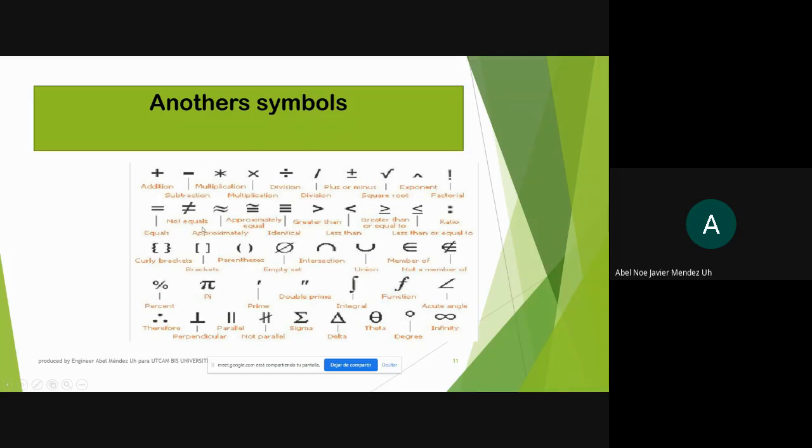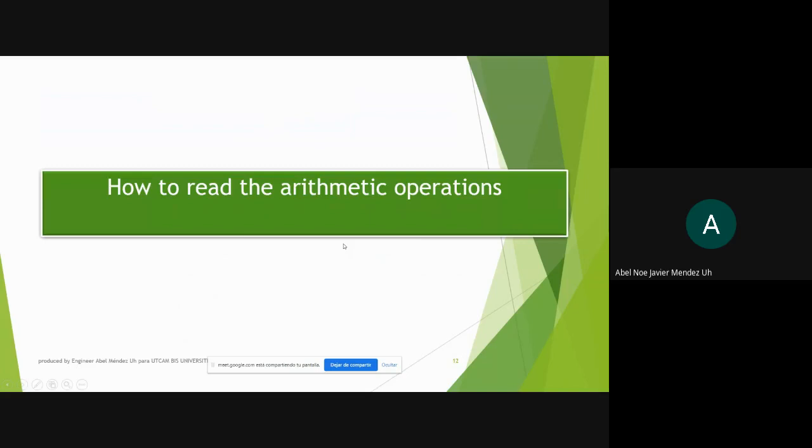Like not equals, when we are going to see the inequations, or maybe when we see the operation with symbols of aggregation, okay: parentheses, brackets, curly brackets. Okay. How to read the arithmetic operation?